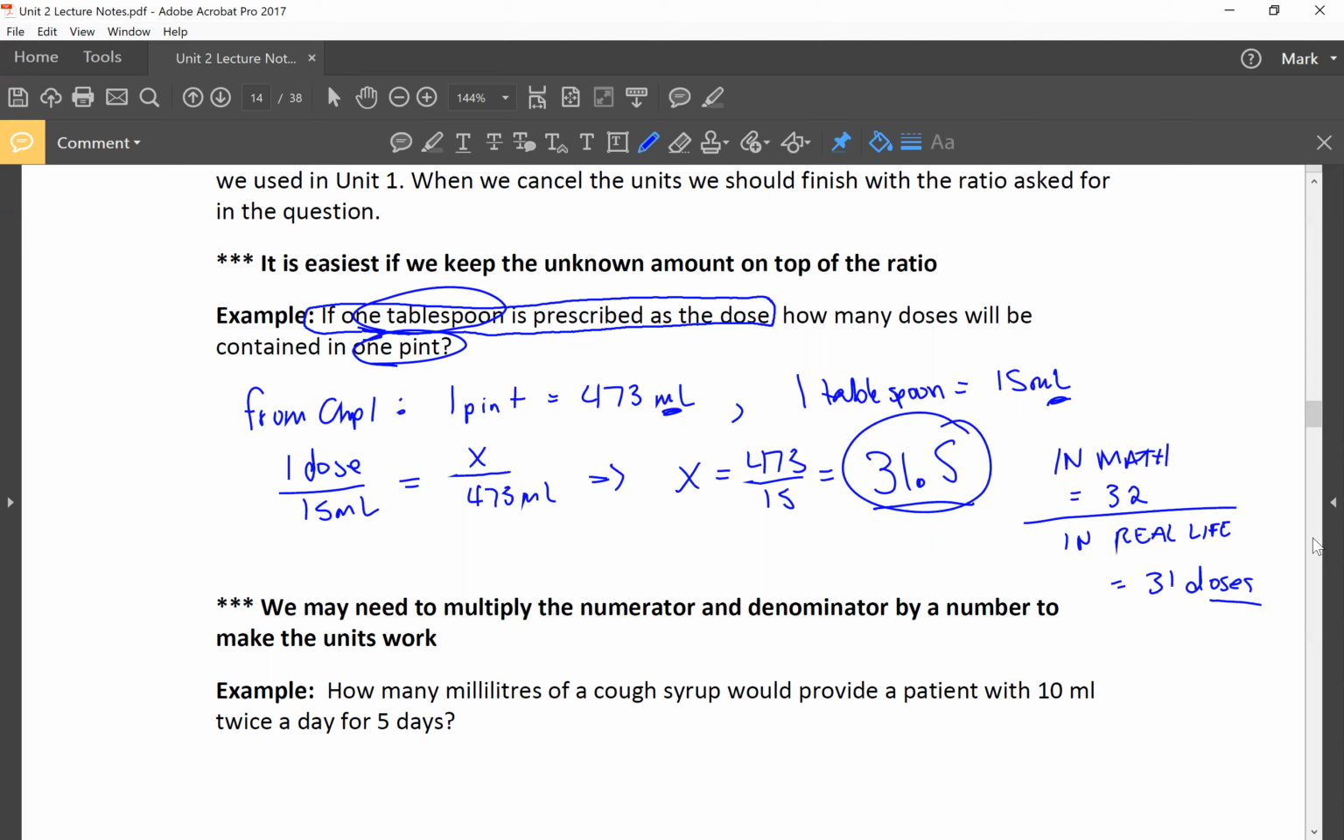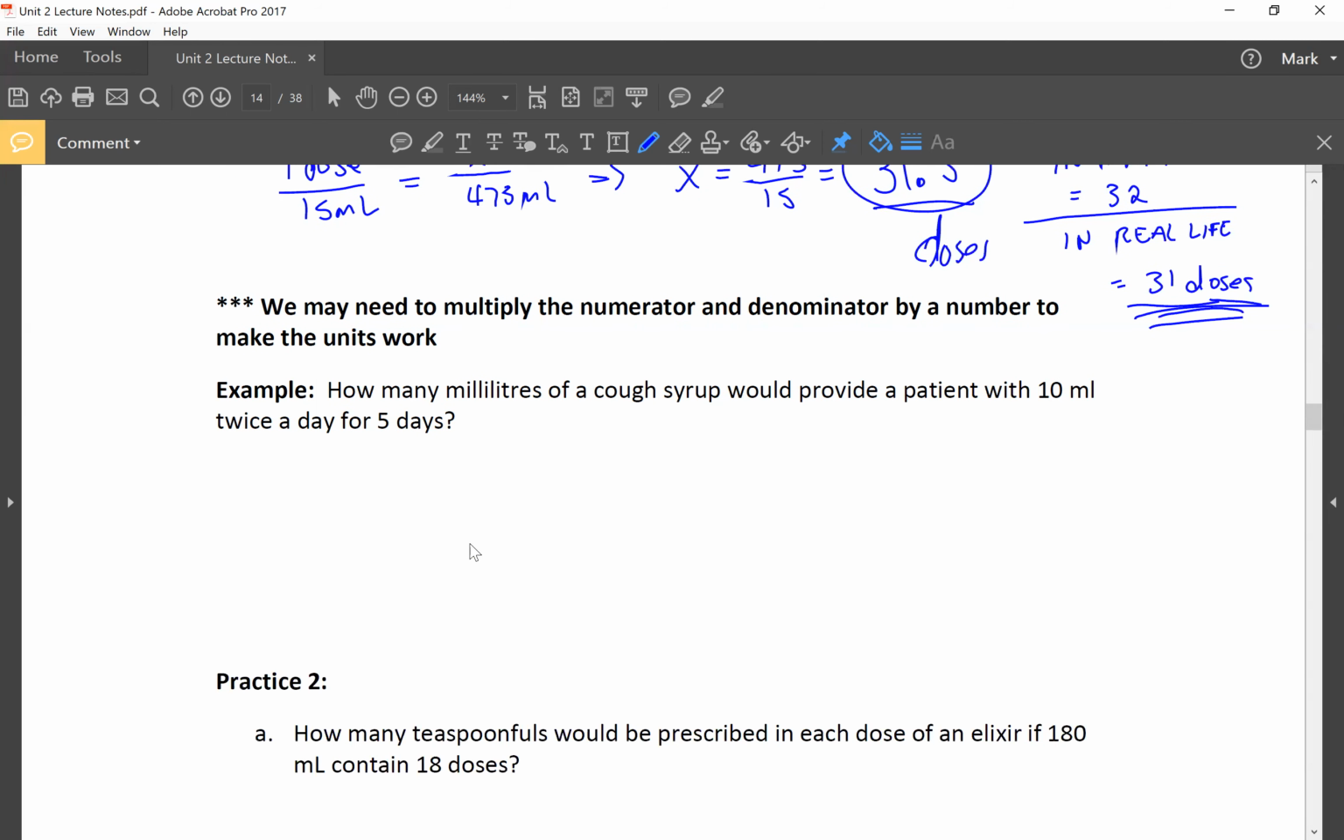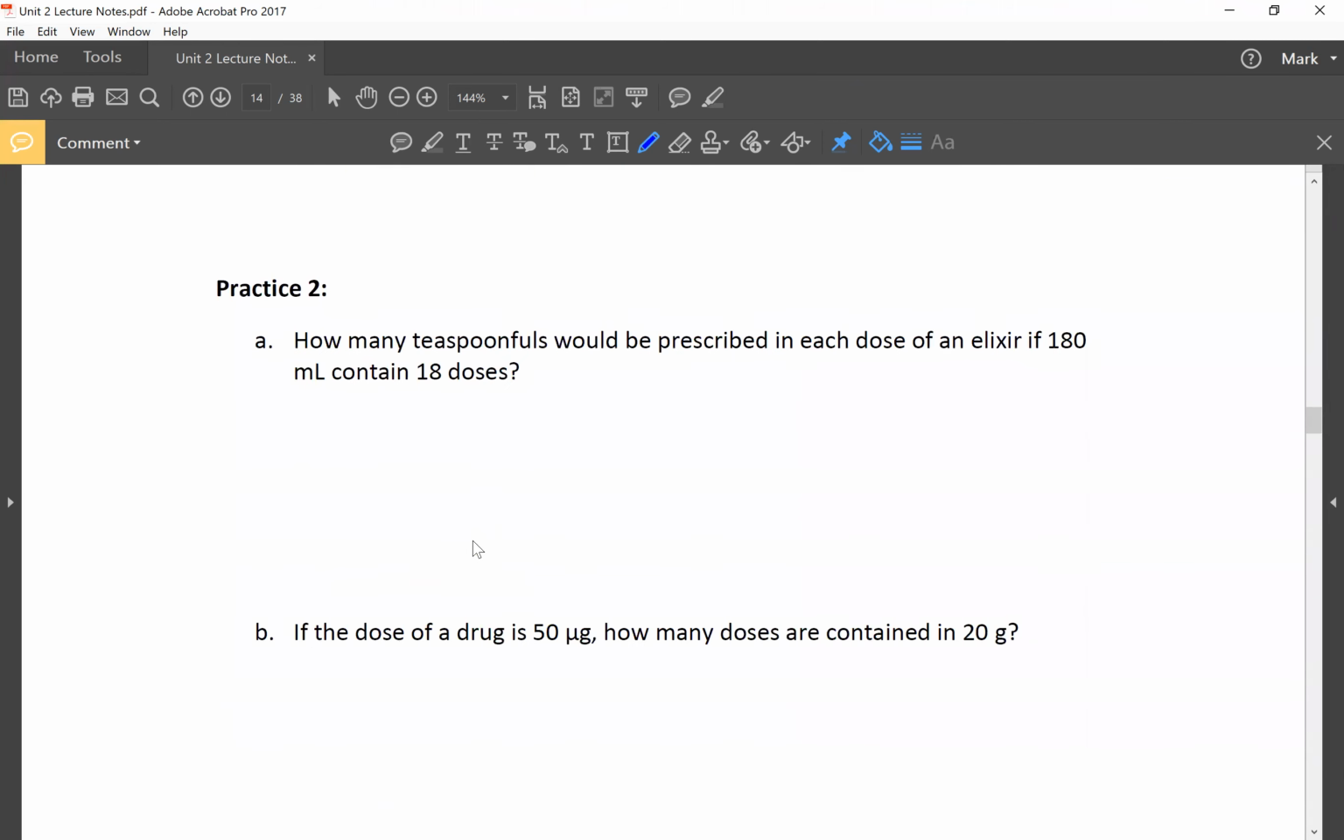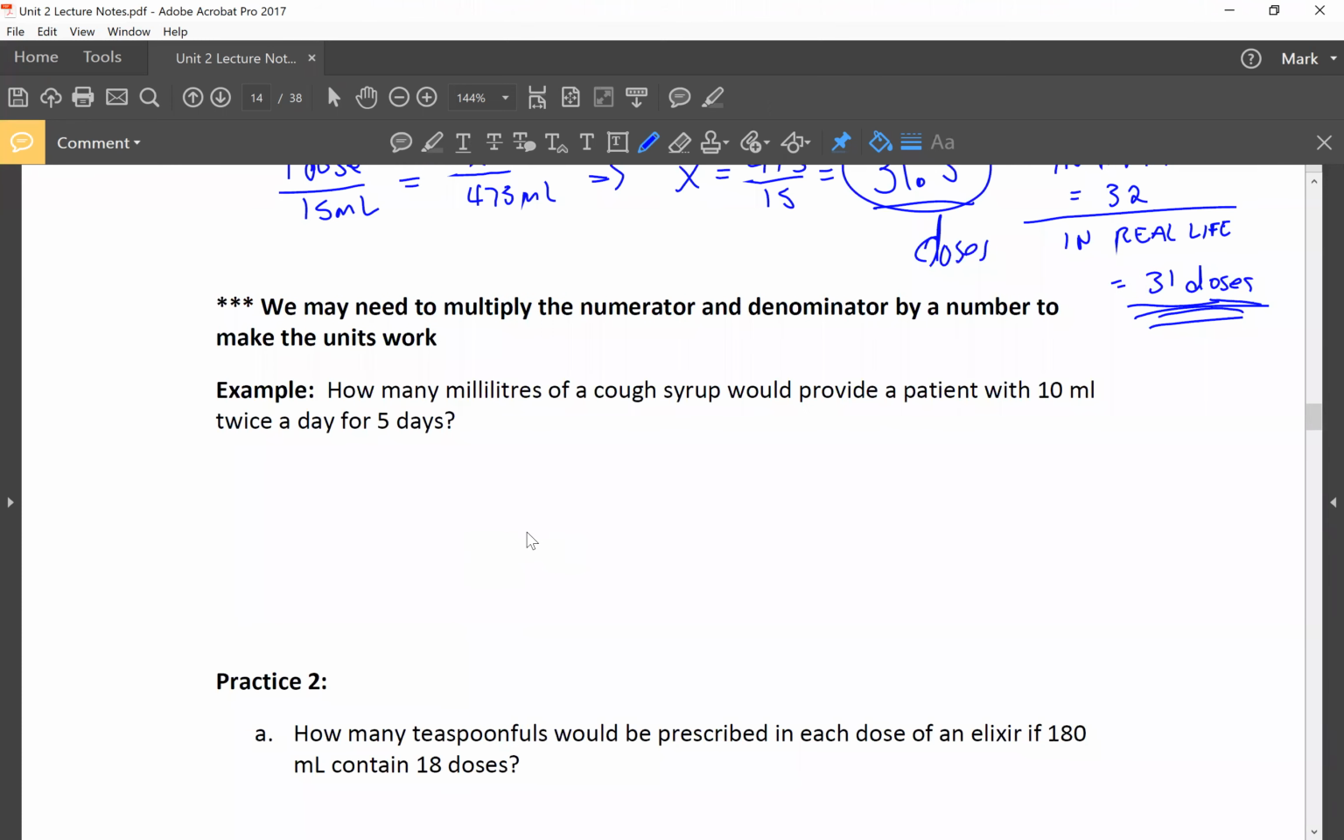An easy way to answer this is just keep it as a decimal. You have 31 and a half doses. That's perfect. But the real life answer is 31 doses. Okay, everybody good? Let's try another one. And then I'll get you guys to do some practice, and then Halas will finish for today.